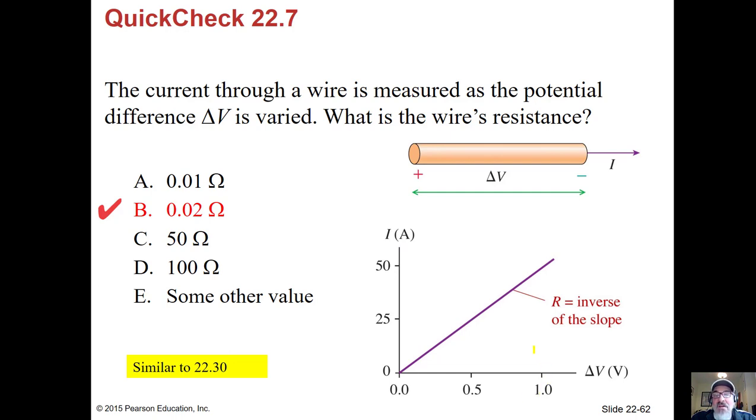So 50 over 1 is the slope. The inverse of that turns out to be 0.02. This is similar to 22.3 on the third homework set.